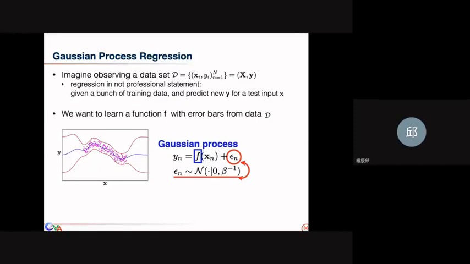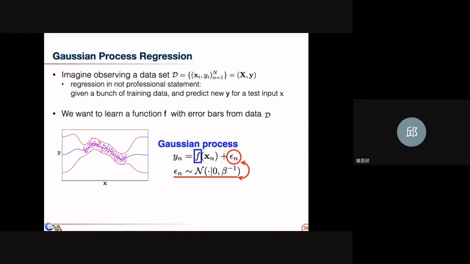So try to imagine that you now have a data set x, y. You have so many data points. This is your training data set, and now I want to use this training data set to learn my regressor. Actually, regression is not so professional a statement. It can be understood in this way: given a bunch of training data, I want to learn a regressor such that I can predict a new y for a test input x. This is basically the idea behind regression, right?